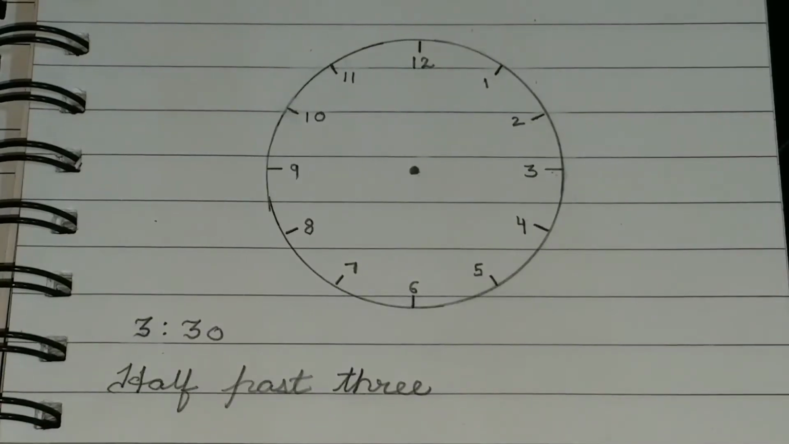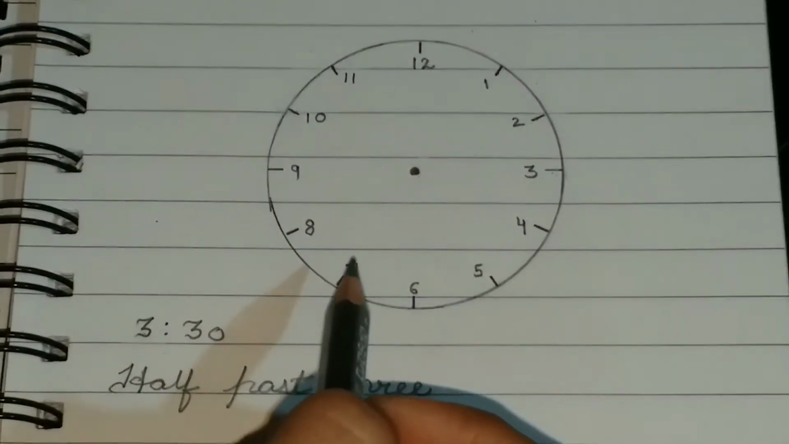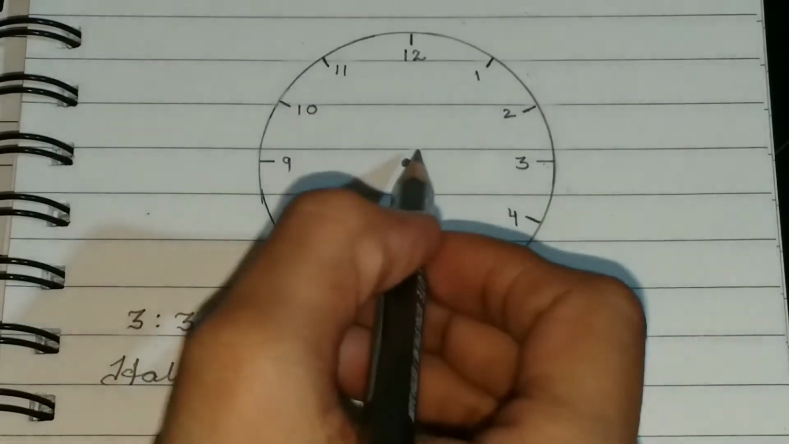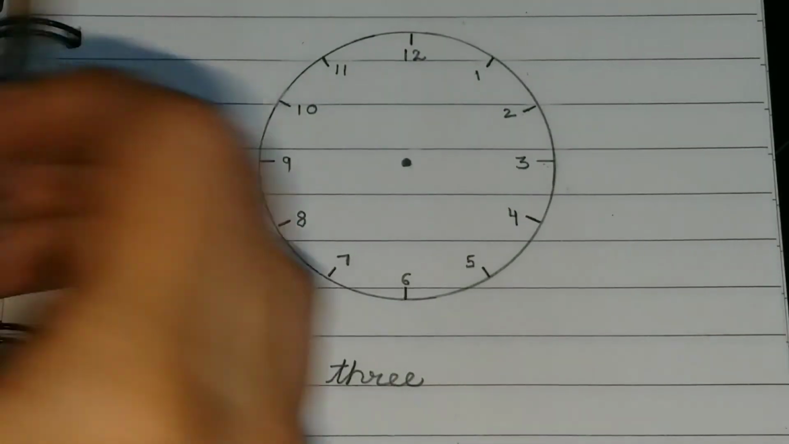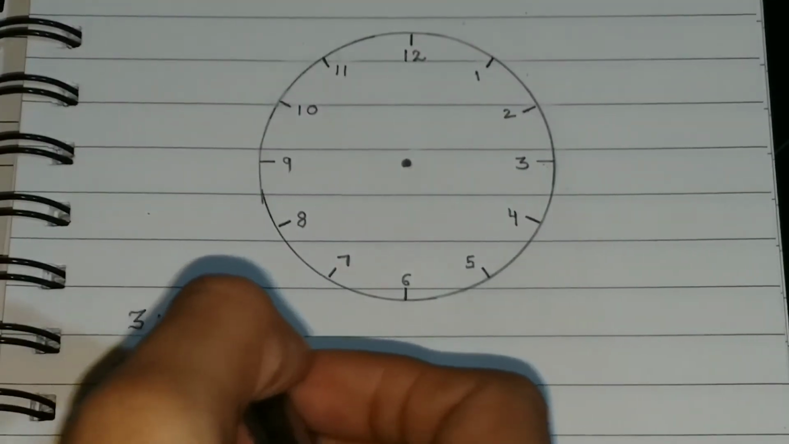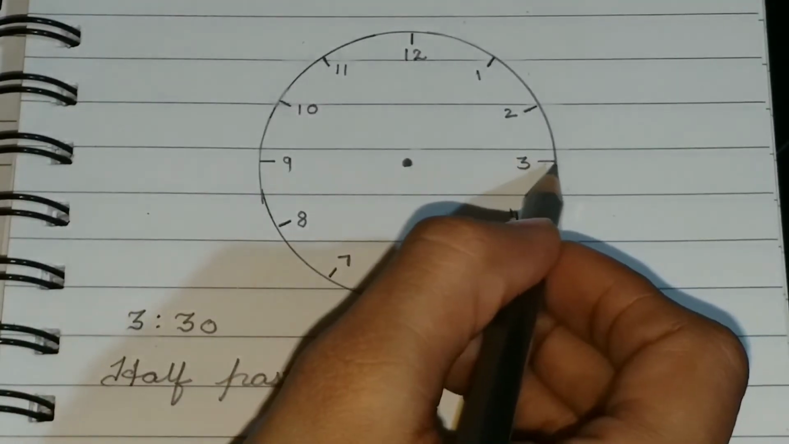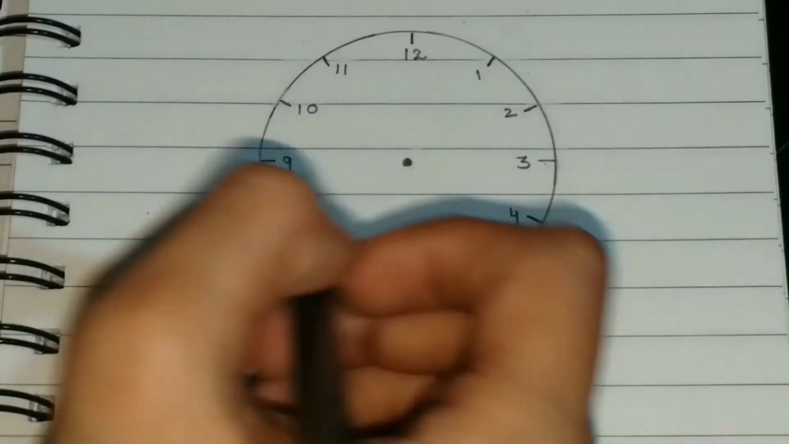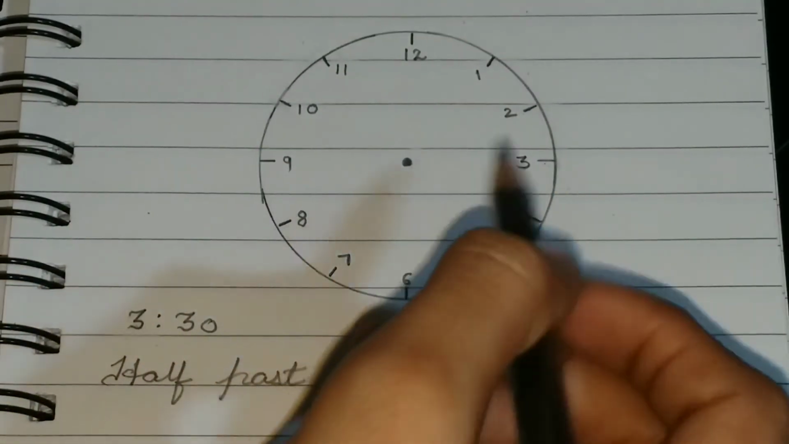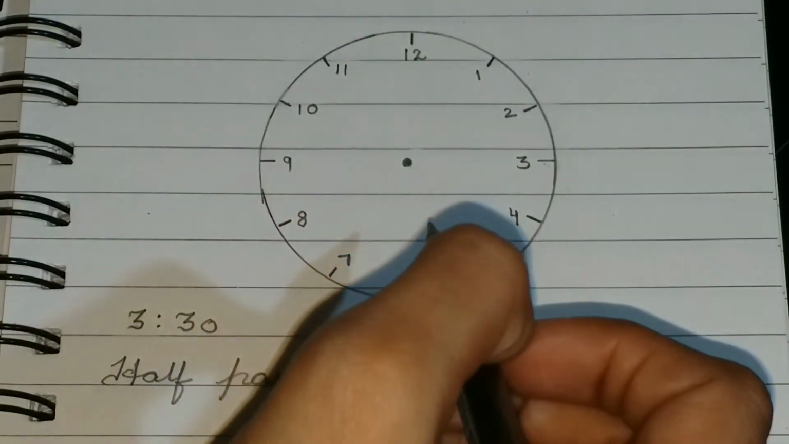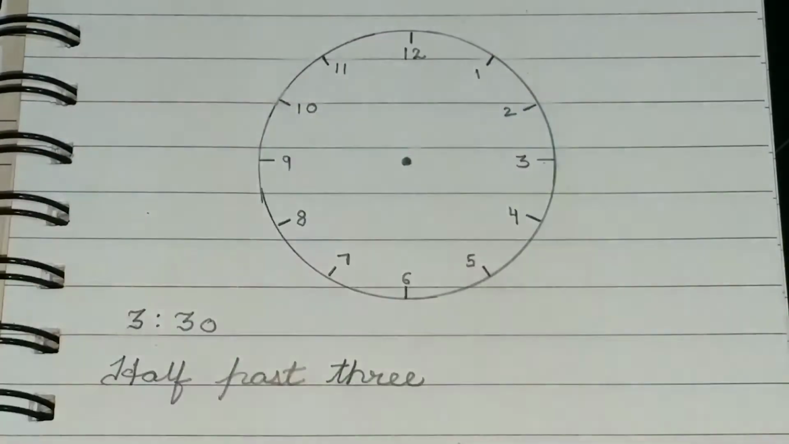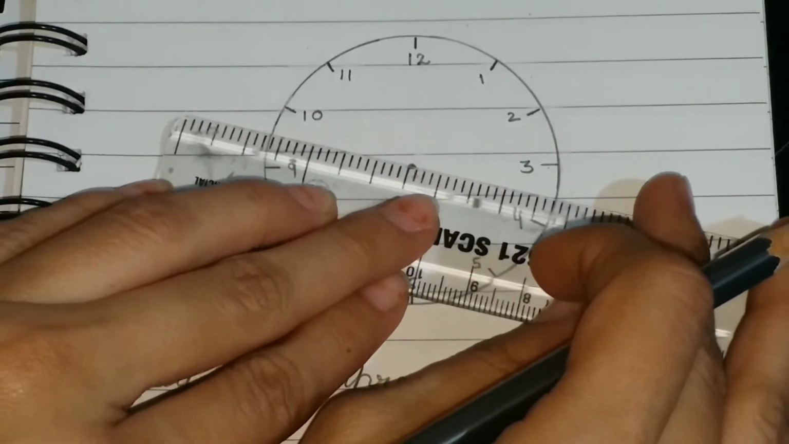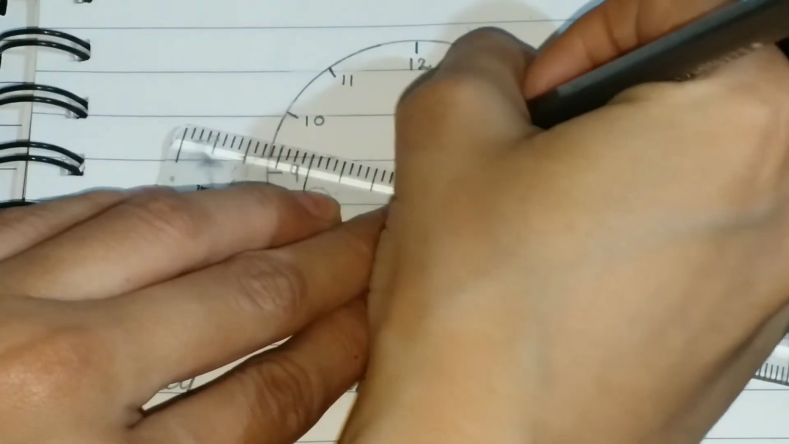Yes? So now, where will be the hour hand? See, when we want to show 3 o'clock, the hour hand points exactly at 3. But now it is 3:30. So the hour hand will be in between 3 and 4. It will not exactly point at 3. Yes, because now we are not showing 3 o'clock. Now we are showing 3:30. So the hour hand has to be in between 3 and 4. Okay? Like this.